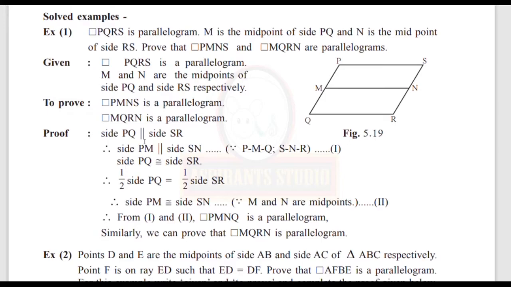Multiply by half on both the sides. So half of PQ will be equal to half of SR. What is half of side PQ? It is side PM because we are given that M is the midpoint of side PQ. And what is half of side SR? It is side SN because it is given that N is the midpoint of side RS.